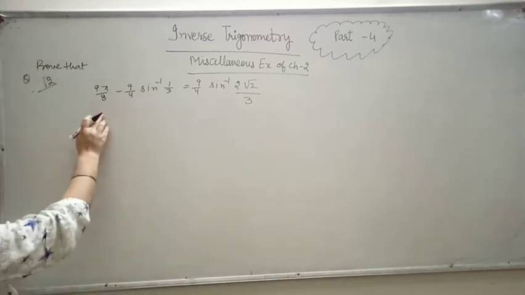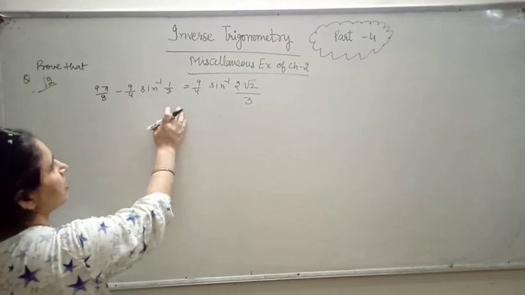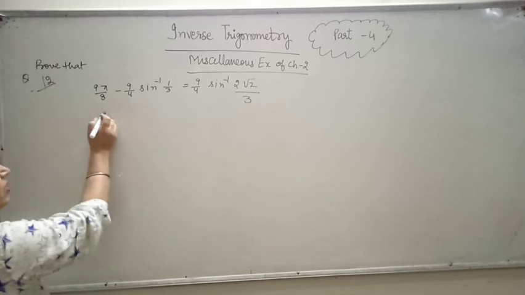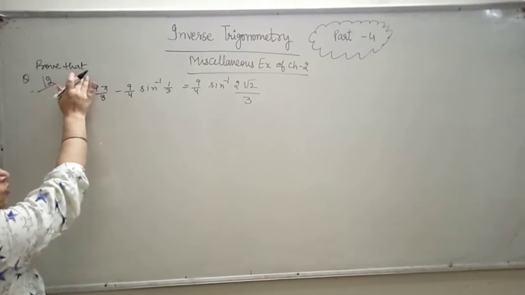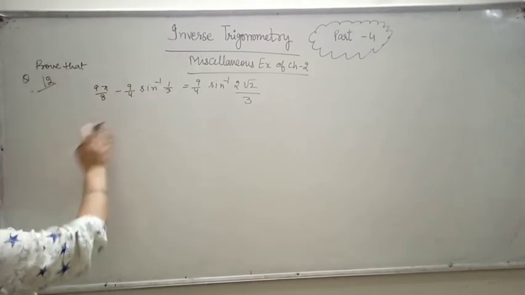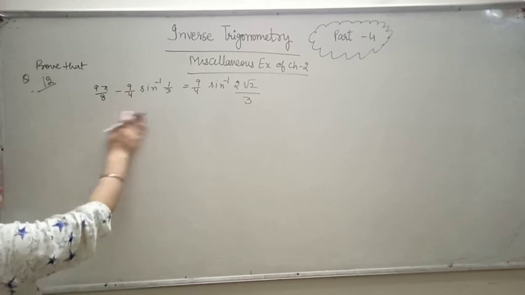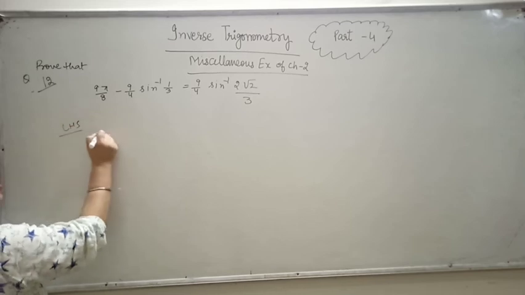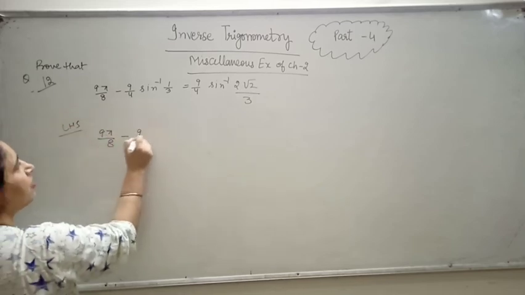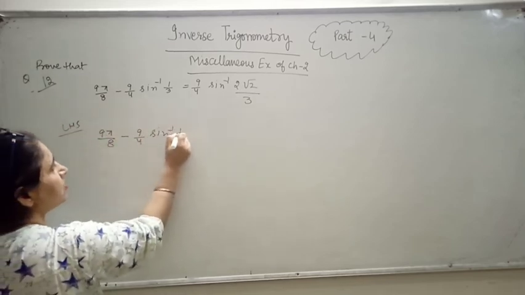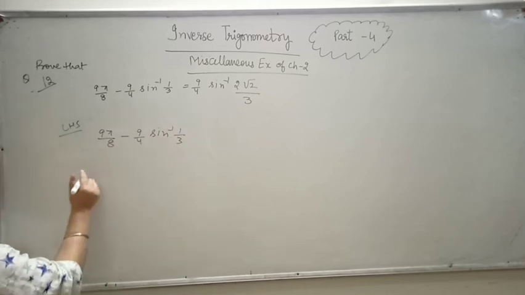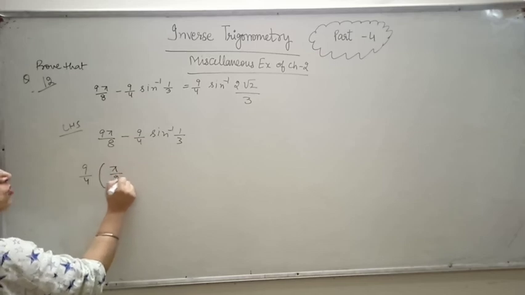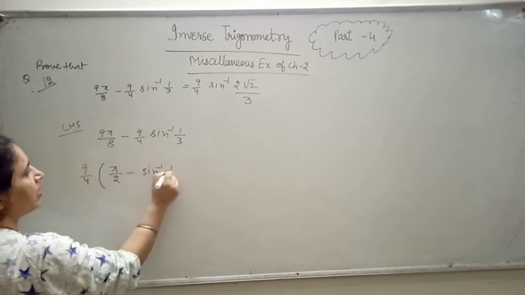9 pi by 8 minus 9 by 4 sin inverse 1 by 3 is equal to 9 by 4 sine inverse of this. We have to prove that this is equal to this. So what's common from here? 9 by 4 is common if I take left hand side. So 9 pi by 8 minus 9 by 4 sine inverse 1 by 3. I can take 9 by 4 common. So what is left here? Pi by 2 minus sine inverse 1 by 3.